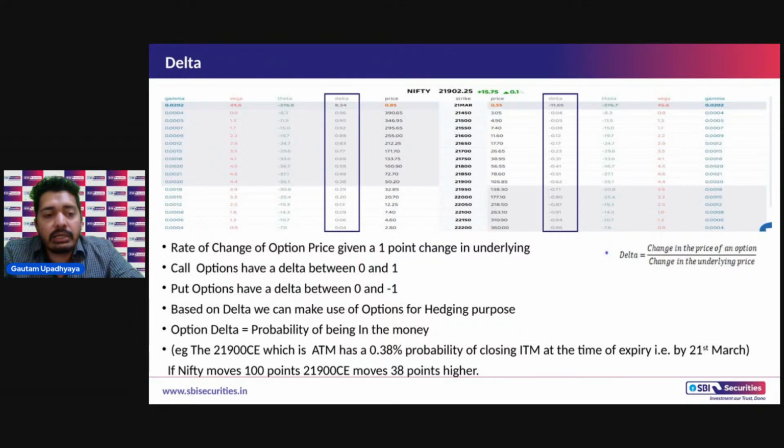So if the delta is 0.01, that means there is just 1% chance that the option price will close in the money at the time of expiry. So अगर आप मान लो अगर आप कल उठ के 22,500 का कॉल ऑप्शन बाय करोगे, जबकि स्पॉट चल रहा है 21,800, 850 के पास, that means there will just be 1 or 2% चांस कि आपका ऑप्शन प्राइस जो है एट द मनी, आउट ऑफ द मनी से इन द मनी होने का.